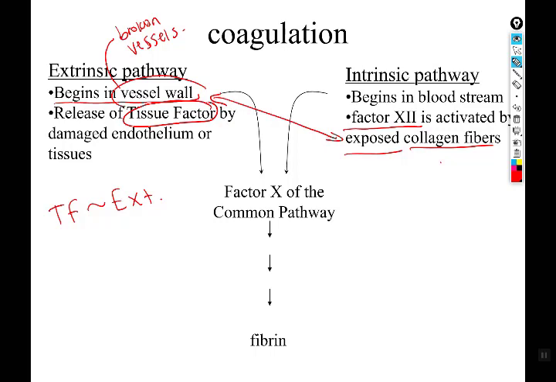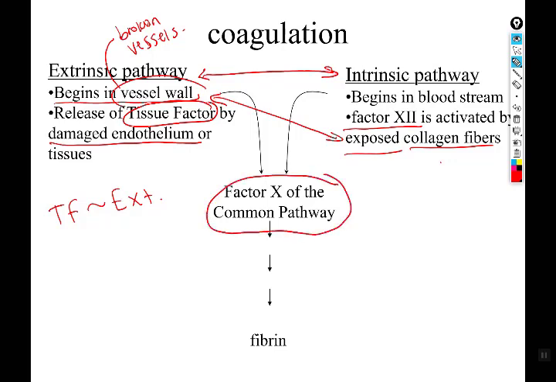So extrinsic begins in vessel wall. Tissue factor is released by damaged endothelium, but if your endothelium is damaged, that means probably you're going to have collagen fibers exposed. So typically, the extrinsic and intrinsic pathway, these are active at the same time. So you do need to know tissue factor and factor 12. The other one you need to know is factor X, or 10, because this is the beginning of the common pathway. So what factor 10 does is it unifies the events of the intrinsic and extrinsic pathway such that they all have the same outcome.